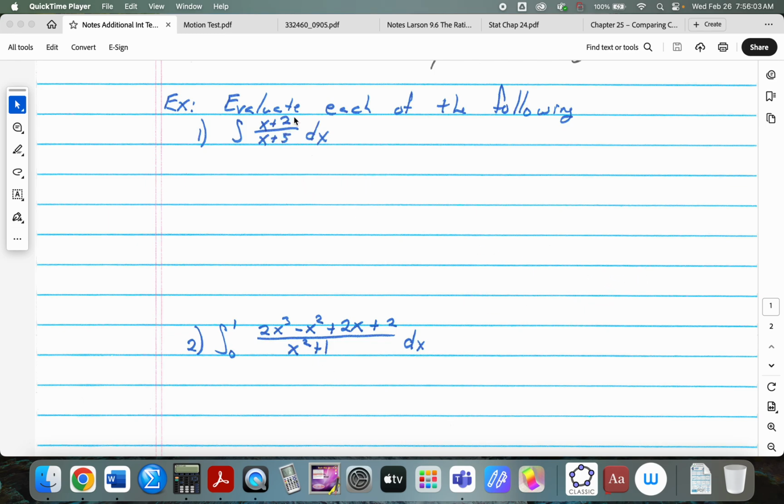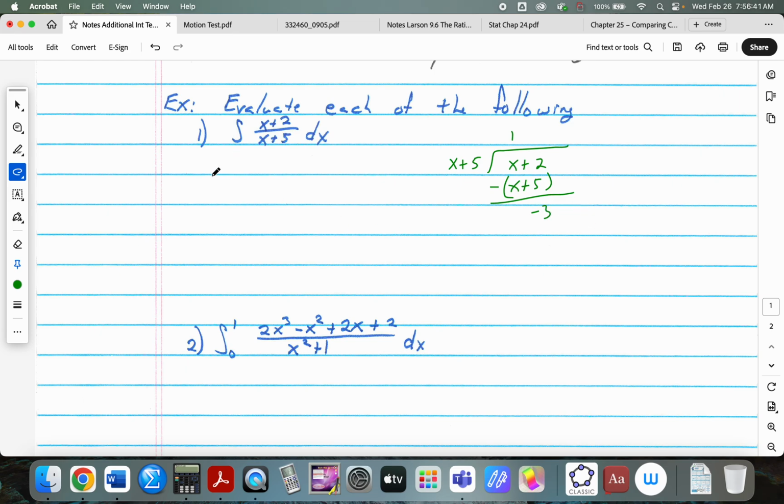So here we notice that the degree of the numerator is exactly the same as the degree of the denominator. These are both a first degree polynomial. So before we do anything else, we're going to jump in and do a long division to simplify this. So we'll divide x plus 5 into x plus 2. X goes into x one time. I multiply the 1 times the x plus 5, and I get x plus 5. And I subtract, just like you would do in long division. So I've got 2 minus 5 is negative 3.